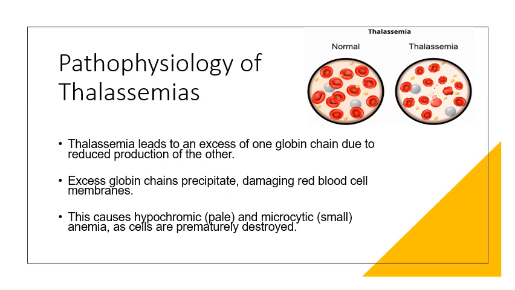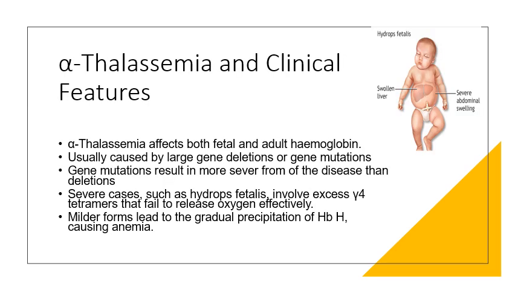In thalassemia, excess globin chains accumulate because of reduced production of one type of chain. These excess chains damage the red blood cell membrane, causing anemia. Alpha thalassemia can be severe, such as seen in hydrops fetalis, where excess gamma globin forms ineffective hemoglobin. Milder forms cause gradual damage to red blood cells and anemia.